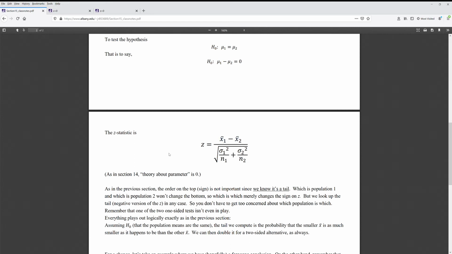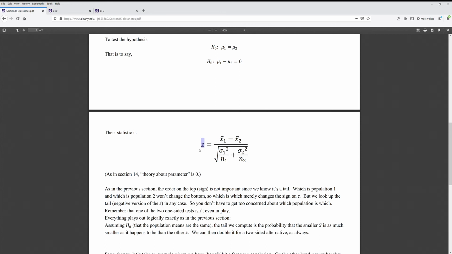So, in section 14 and section 15, the normal pictures and the shaded regions start to do more harm than good. We streamline the process because the sign on the z literally doesn't matter. It just comes down to which way you've labeled things. Positive z if New York is 1 and Massachusetts is 2, negative z, vice versa. And by now you should understand that we are talking about a tail. So if the z is negative, look it up. If the z is positive, look it up and do 1 minus, or just make it negative and look it up.